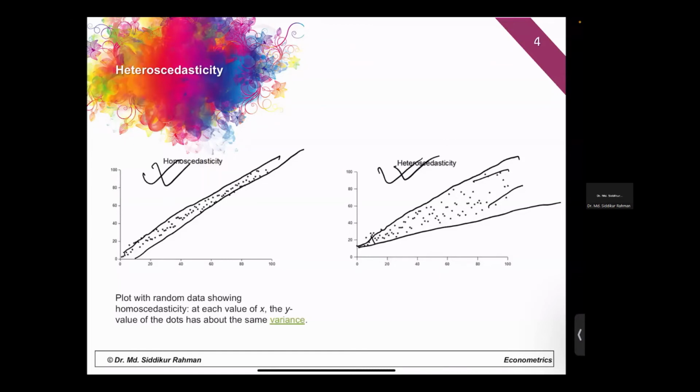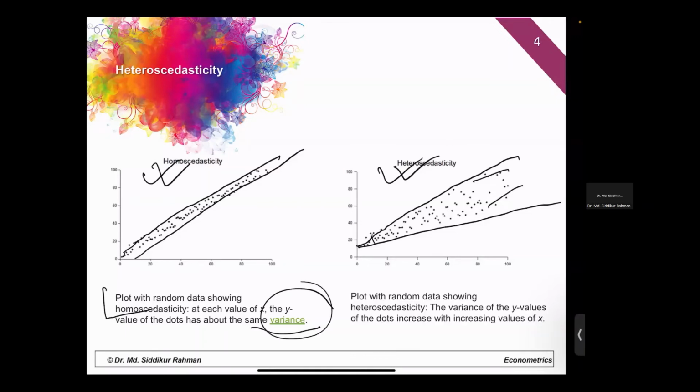So what we did, we plotted random data showing homoskedasticity in the first plot, because at each value of x, the y value of the dot has about the same variance, right? That is a good explanation. But what about the next graph? I did the same thing. I plotted random data showing heteroskedasticity. That means the variance of the y values of the dots increases with the increasing values of x, right? So in the later graph, the second graph, you might suspect that there is a heteroskedasticity problem.